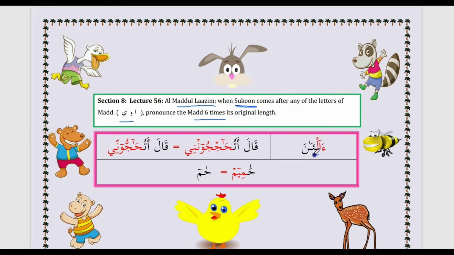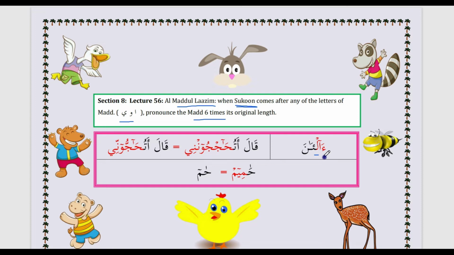So that's when sukoon appears after the letters of mad, which we have alif there. Yeah, we have to stretch the sound 6 times its original length. So we say al-ana. Yeah, because Hamza got fatha and lam got sukoon, we have to say al. But before we join that al, we have to stretch the mad, which is alif, 6 times.